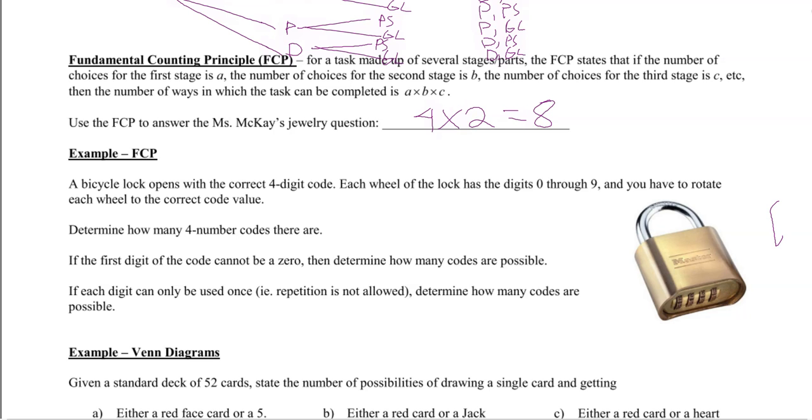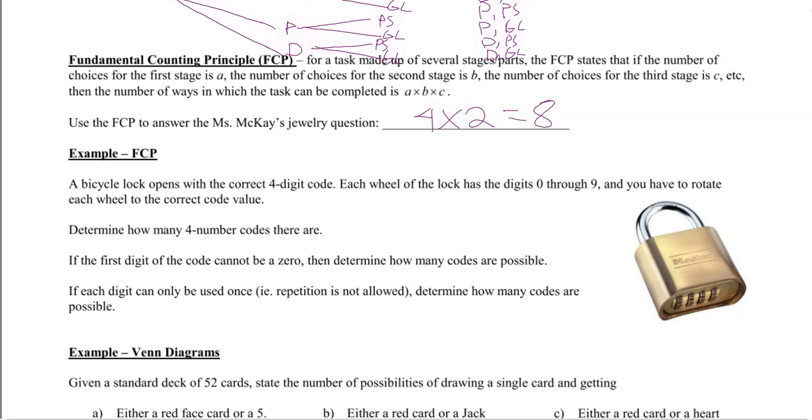All right, so example of fundamental counting principle. So you've all seen these little combination locks, right? And down here it's got 0 through 9. You have to rotate the wheel to get the correct code value. So how many 4-number codes are there if the first digit can't be a 0? Wait, let's do this too. How many 4-digit codes are there?